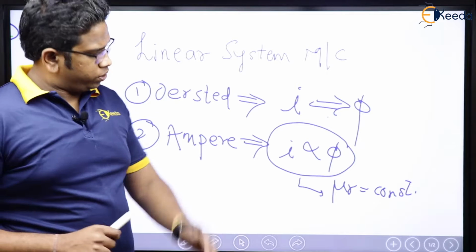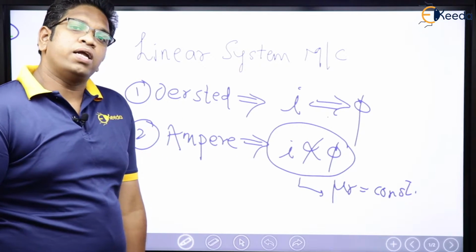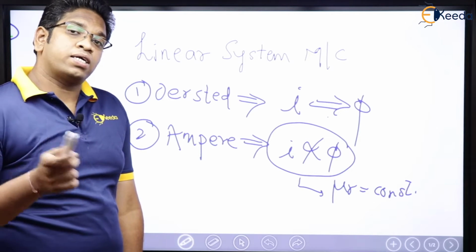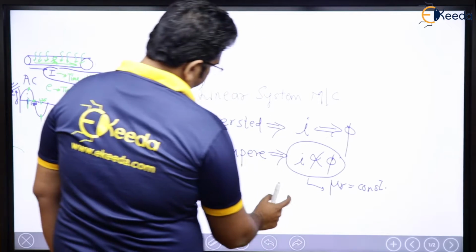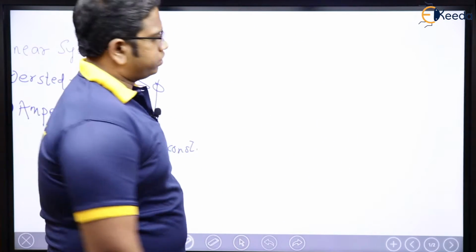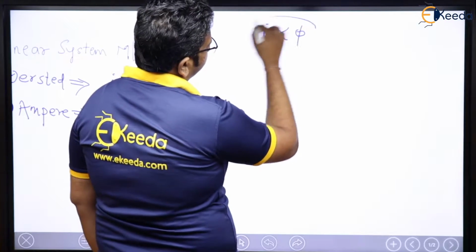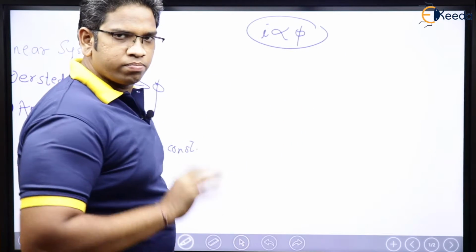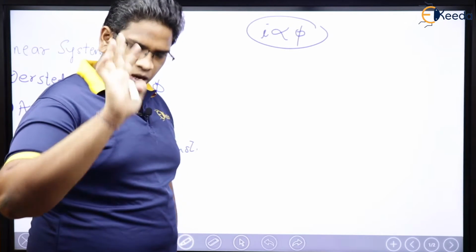Now just imagine a situation if it is not proportional to phi. Then in that case, what will happen? Let us analyze. See here, very easy. We know that I is proportional to phi. Ampere said this, right? Agreed. He said this only and only for linear system. We have that in our mind.